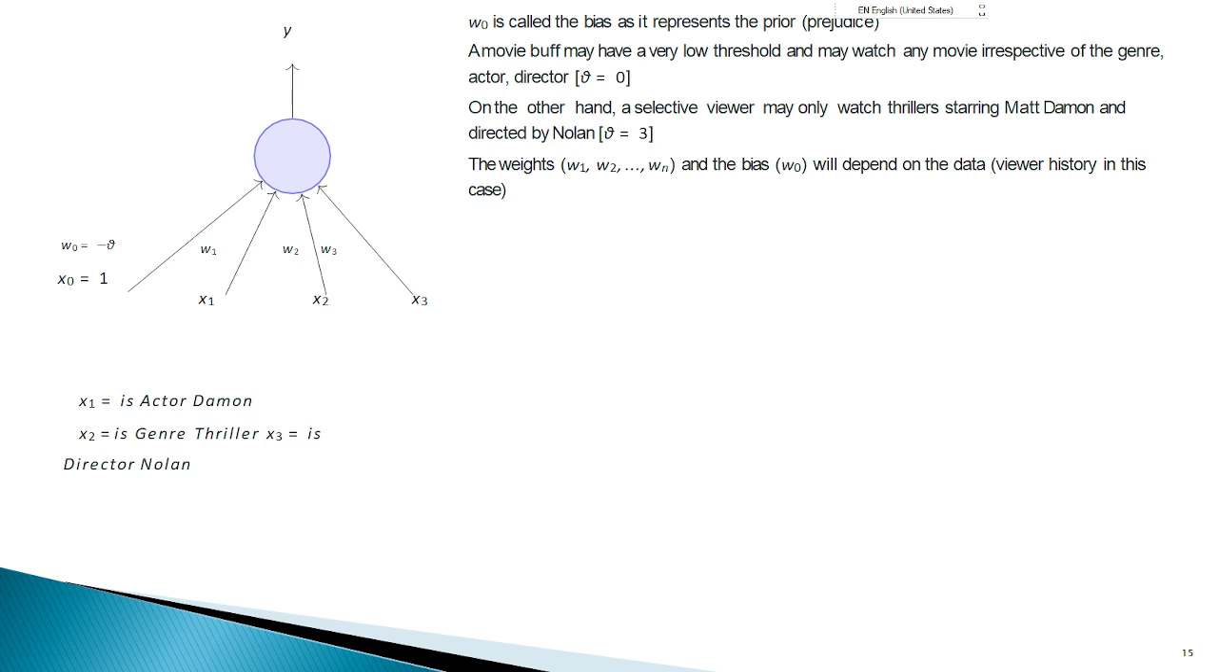For example, if I am a movie buff, a movie lover, what will I do? Irrespective of any genre, director, actor, producer, whoever it is, I will always go for a movie. In that case, what is my bias? Bias is equal to 0. Now assume I consider 3 parameters: the director, the producer, and the actor. I am very, very selective. For this director, this producer, and this actor alone, I will watch the movie. Then what is your bias? Bias is equal to 3. This is how bias is a prejudice.